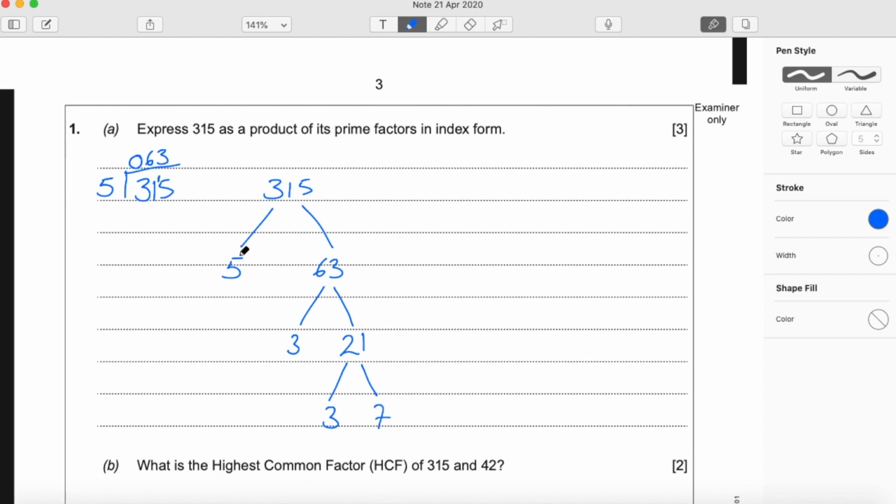5 is a prime number because it's only divisible by itself and 1. 3 is a prime number for the same reason. 3 is obviously here again, and 7 is only divisible by itself and 1, so 7 is a prime number. So our prime factors of 315 are 5 times 3 times 3 times 7 equals 315. However, we've been asked to give our answer in index form, so that is 5 times 3 squared, since 3 times 3 is 3 squared, times 7 equals 315. There's our answer.